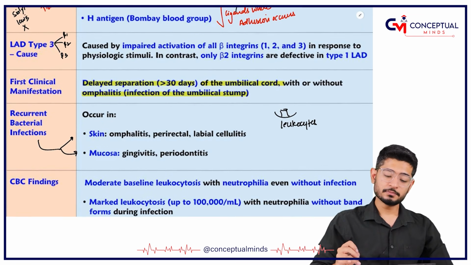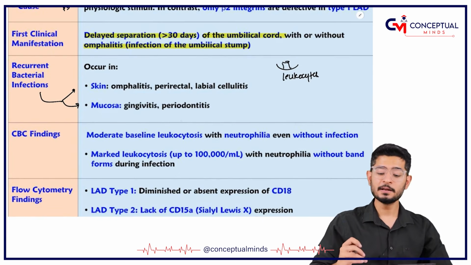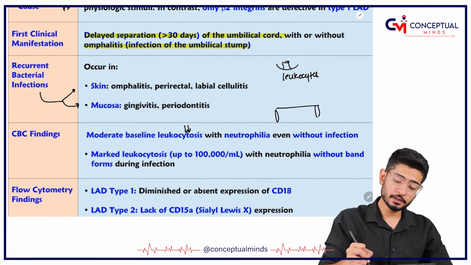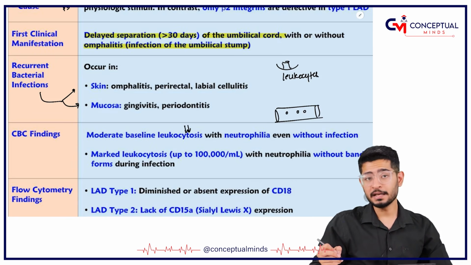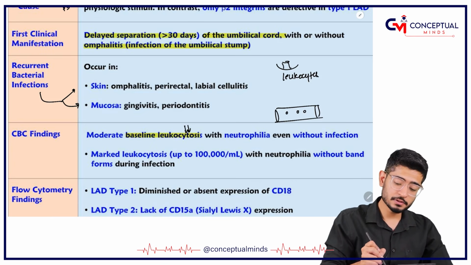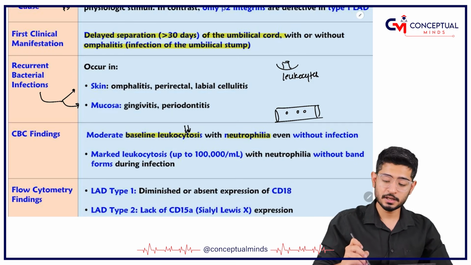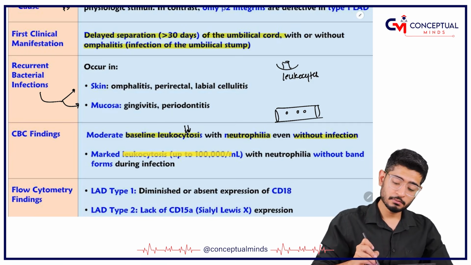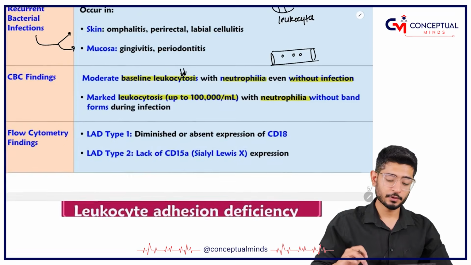Can you understand, there is a leukocytosis, there is an abundant amount of WBCs in blood, but since they can't combine with the adhesion molecules, they can't work. So there is a baseline leukocytosis. There's going to be neutrophilia even without the infection. Leukocytosis means more than even 1 lakh per ml, and neutrophilia is also going to be there.